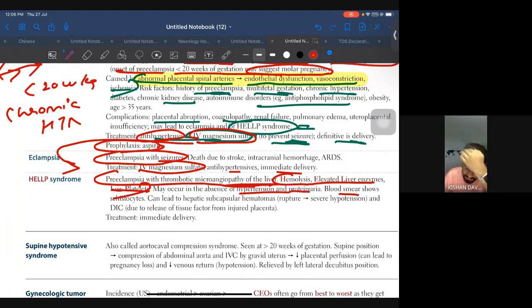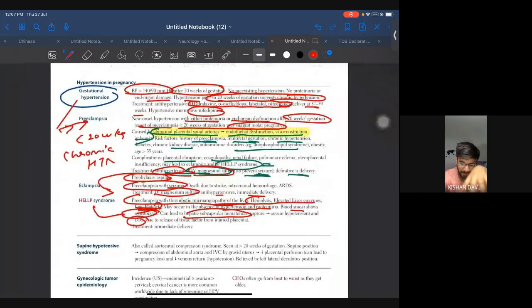Blood may show schistocytes. Here also you have to remember schistocytes. Can lead to hepatic subcapsular hematoma, and it can lead to DIC. Okay, so if in the question they are giving preeclampsia, along with that liver enzymes are increased and platelet count is low, think about HELLP syndrome. Okay, so this pregnancy hypertension is also very important. They have asked so many questions, so remember this.